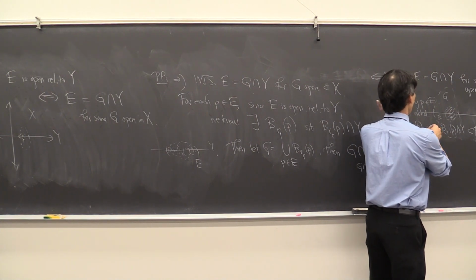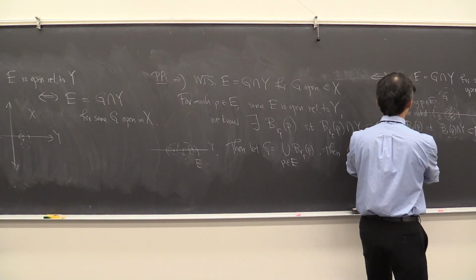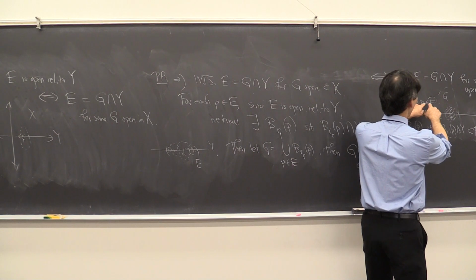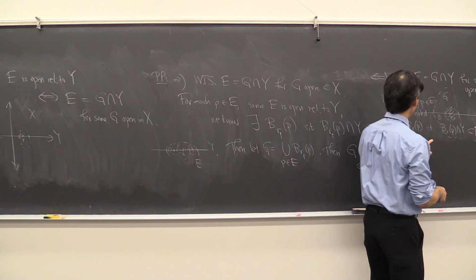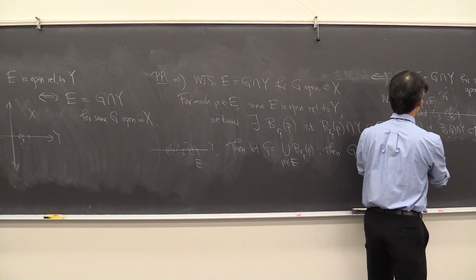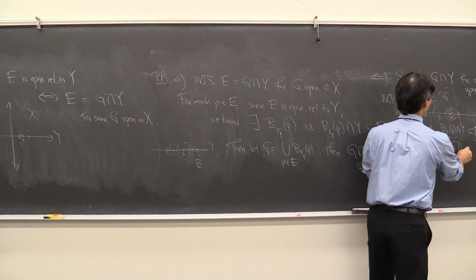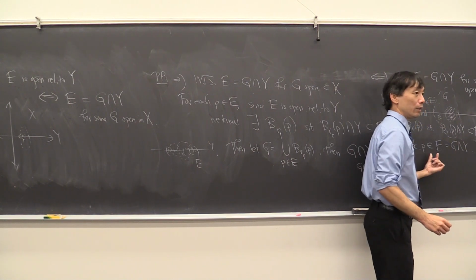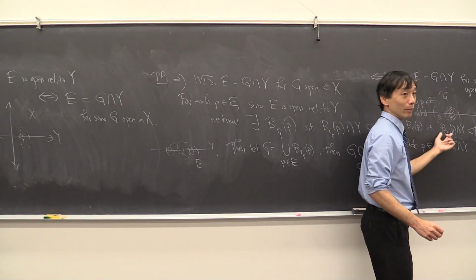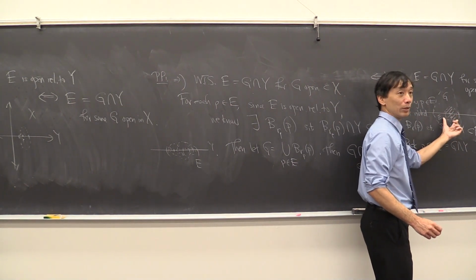Yeah, so pick, remember what we want to show. We want to show that any point in E, which is G intersect Y, has a neighborhood. So pick some p in E, which is G intersect Y. And we want to show that there's a neighborhood around it such that blah, blah, blah. So how do we get that neighborhood?